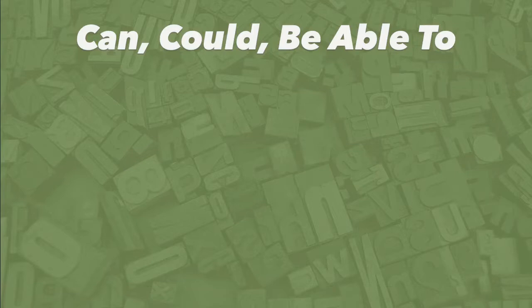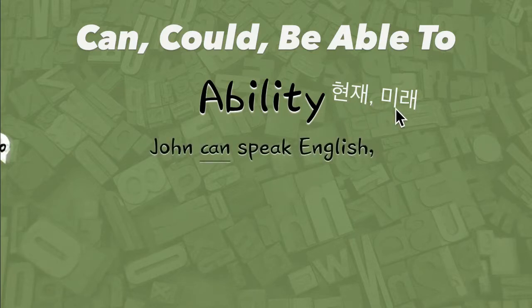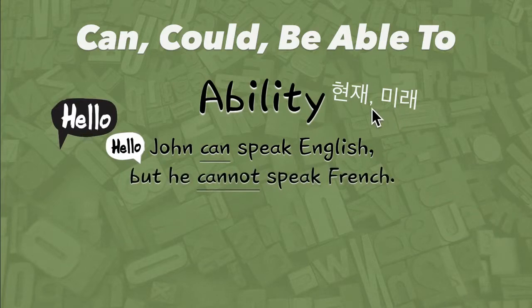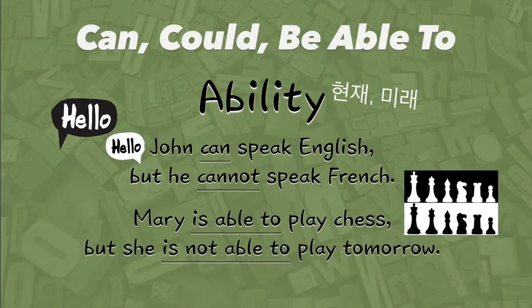Let's get to it. The first modals will be can, could, be able to. These modals express ability, and for the present and future, they're quite similar. For example, John can speak English, but he cannot speak French. Or, Mary is able to play chess, but she is not able to play tomorrow. It looks like all of these are in the present form. However, here, because of the word tomorrow, it makes it a future idea.